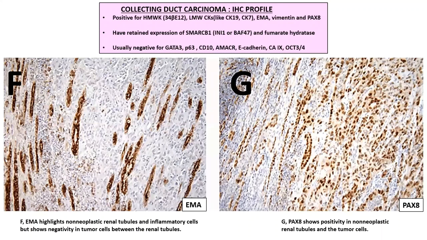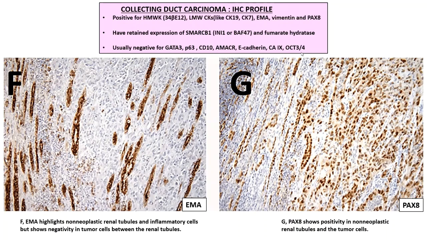Now coming to immunohistochemistry of collecting duct carcinoma, these will express cytokeratins, EMA, high molecular weight as well as low molecular weight keratins, vimentin and PAX8. Unlike the renal medullary carcinoma, which will be deficient in SMARCB1, that is the INI protein, and will express OCT3/4 in 50% of the cases, in these cases the pattern is exactly opposite. You have a retained expression of INI, and these cells are negative for OCT3/4.